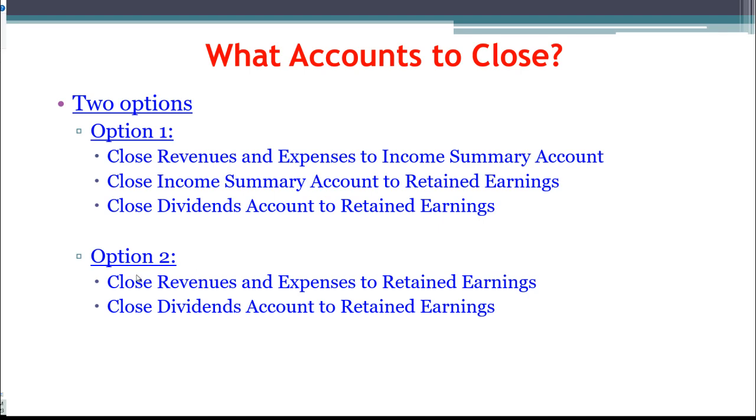Option two eliminates that income summary account, and we close revenues to retained earnings, close expenses to retained earnings, and then close dividends to retained earnings.